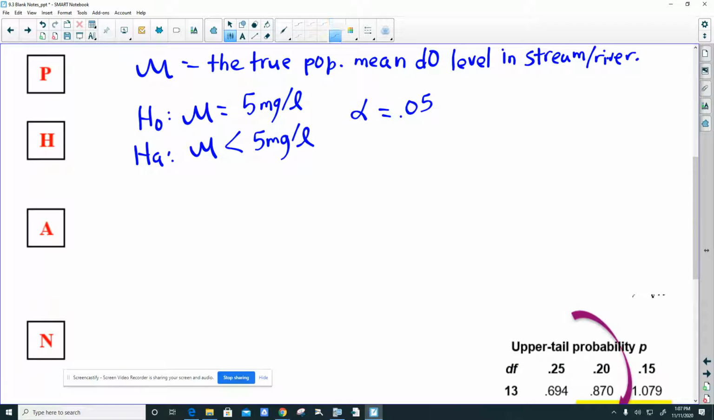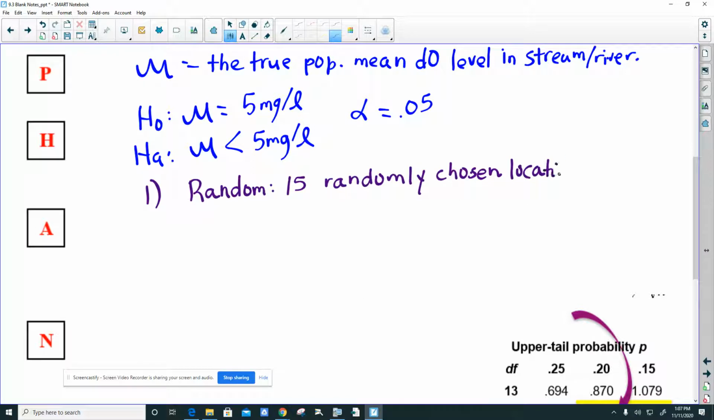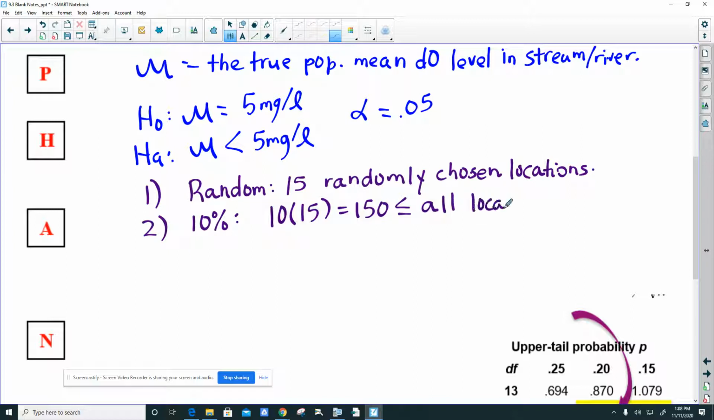Okay, we're going to go ahead and proceed here with our assumptions, our conditions. The first one, the random condition. We're just going to cite 15 randomly chosen locations. That was mentioned in the problem. Now, the only time that we don't have to do the 10% condition is if it was an experiment. This was not. We randomly chose these locations. So I'm going to say 10 times 15 is 150, and certainly that is less than or equal to all locations that could have been chosen here. Okay, so that seems reasonable.